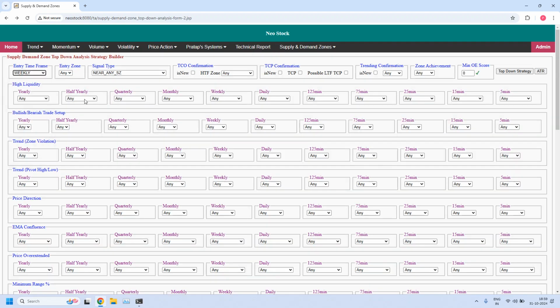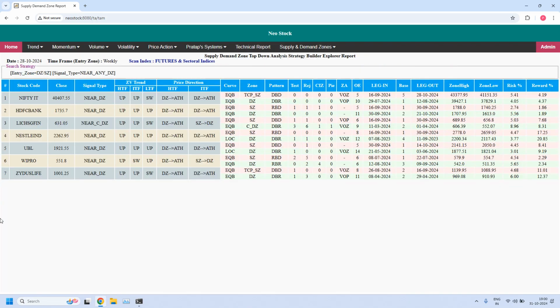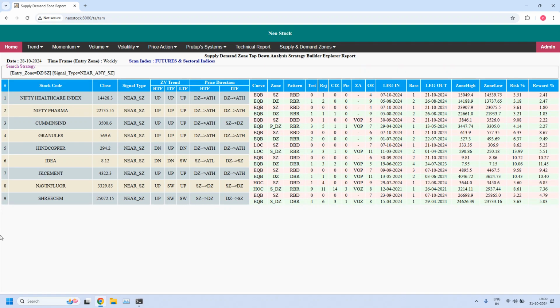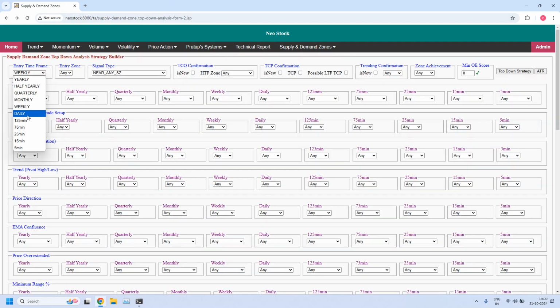Next time frame is weekly. Let's find the stocks near weekly demand zone. 7 stocks are filtered. Next, for weekly time frame, let's find the stocks near weekly supply zone. 9 stocks are filtered. Next time frame is daily.